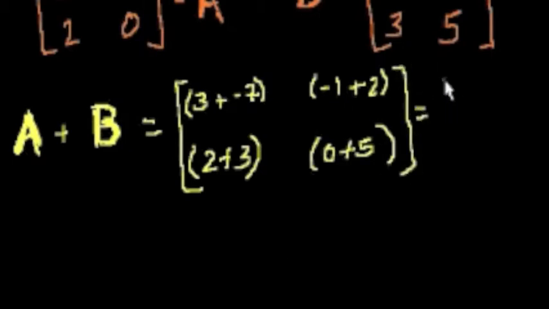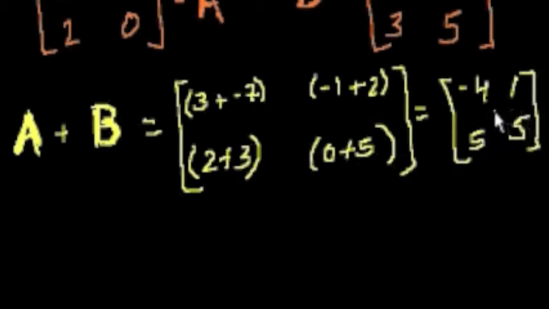So that equals what? 3 plus -7, that is -4. -1 plus 2, that's 1. 2 plus 3 is 5. And 0 plus 5 is 5. So there we have it. That is how we humans have defined the addition of two matrices.